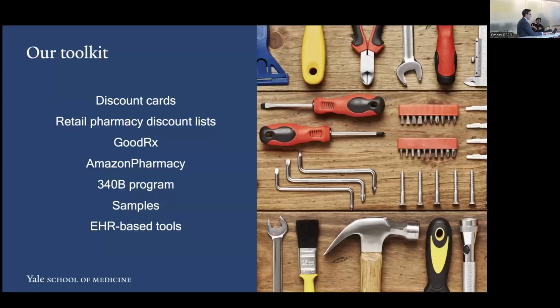So we'll spend the rest of the time thinking about our domestic challenges around out-of-pocket cost estimation and how we work with patients in that space. This is work that I've done with Dr. Kashyap and others. We have this toolkit as clinicians: discount cards, retail pharmacy discount lists, and online estimators like GoodRx or Amazon Pharmacy. Some providers will give free samples. And then there are electronic tools embedded in our health record.